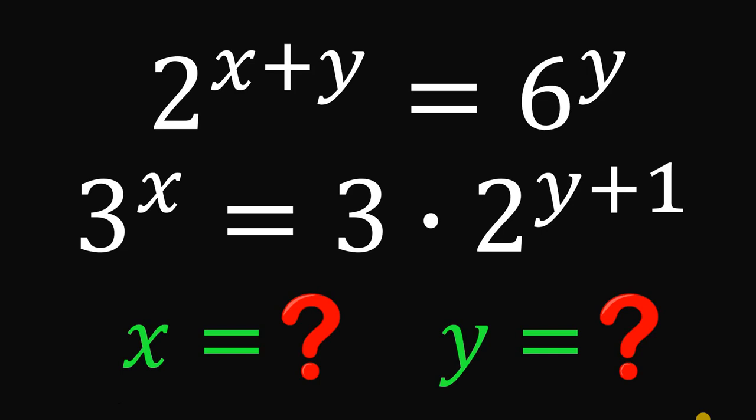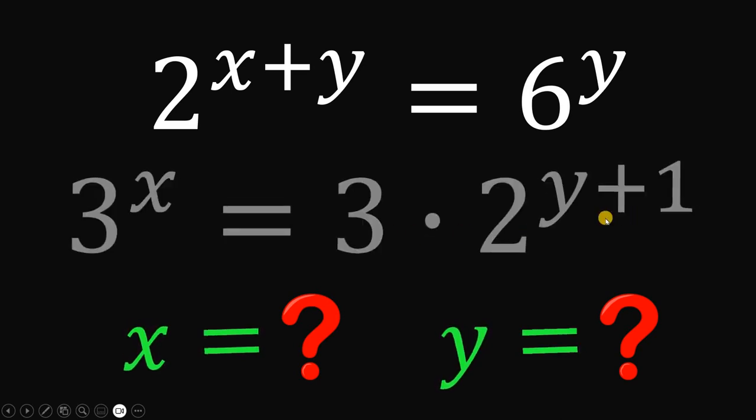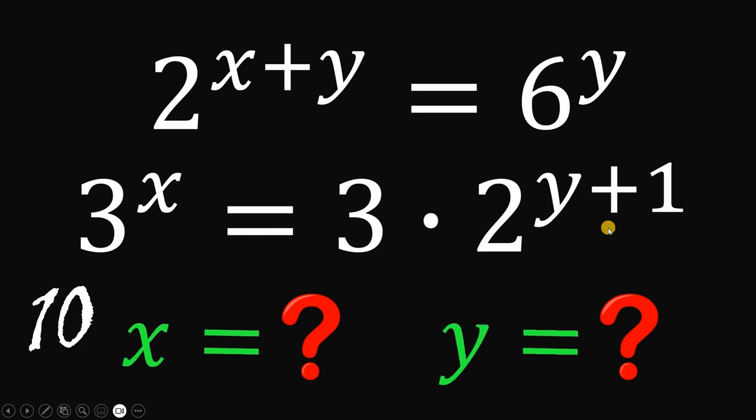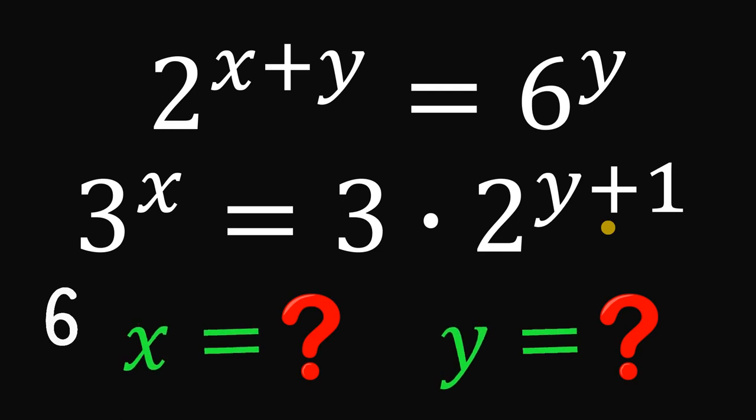Can you solve this algebra challenge? Here's the question. Solve for the real values of x and y given these two equations: 2 raised to the power of x plus y equals 6 raised to the power of y, and 3 raised to x equals 3 multiplied by 2 raised to the power of y plus 1. Now you can pause this video if you want to give this problem a try.